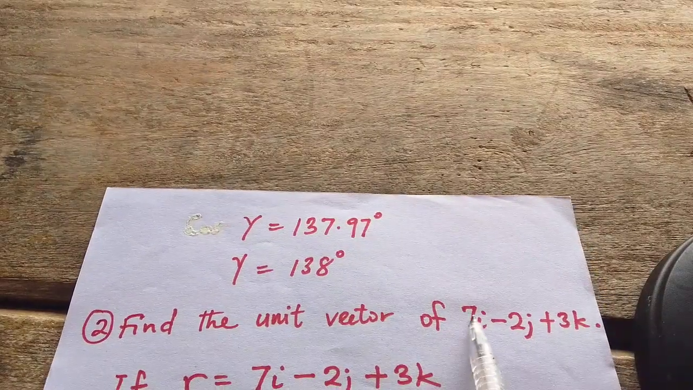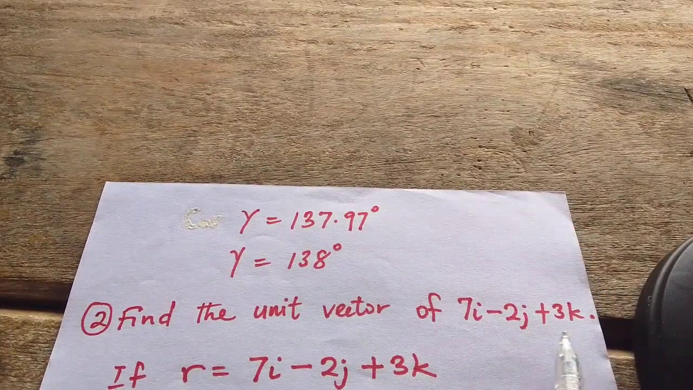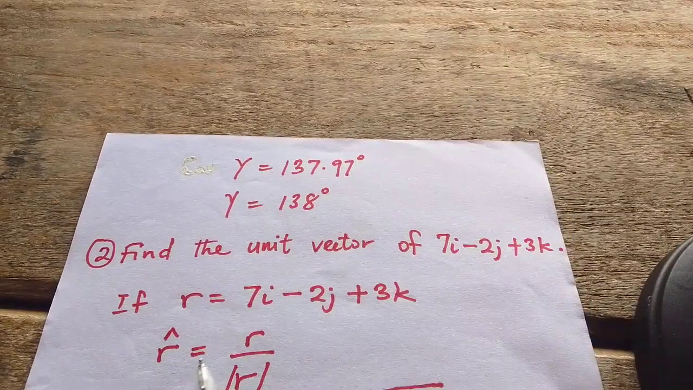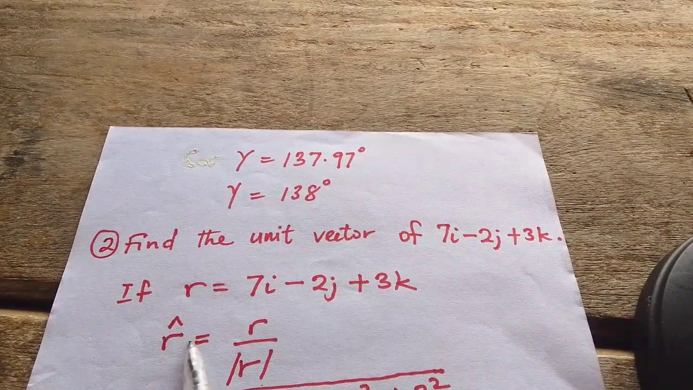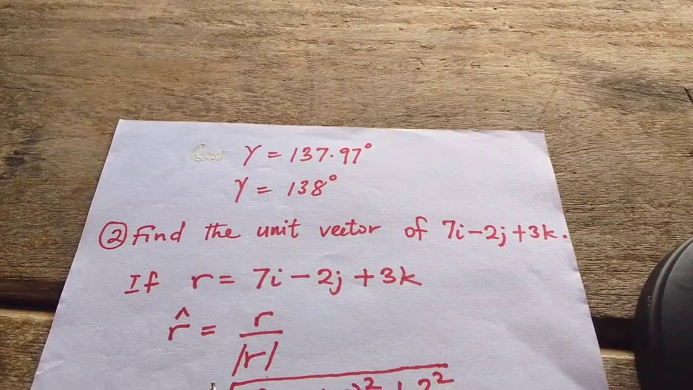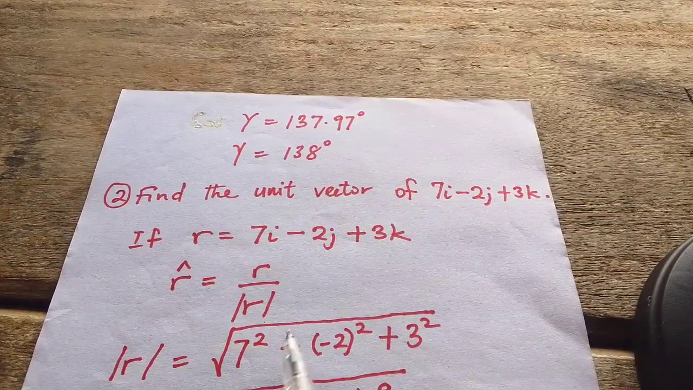Now let's talk about the unit vector. Find the unit vector of 7i minus 2j plus 3k. To calculate the unit vector, we said that the unit vector is equal to the vector over the magnitude of that vector. So first of all, let's look for the magnitude of the vector.